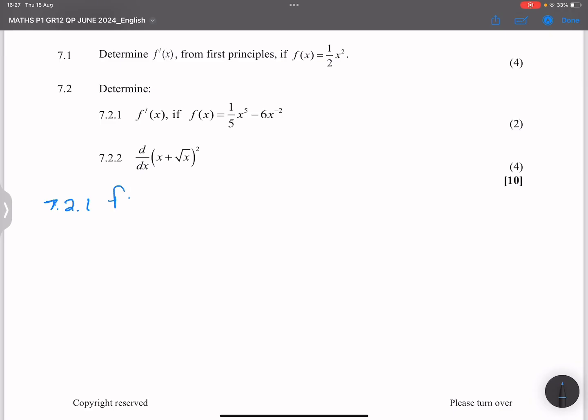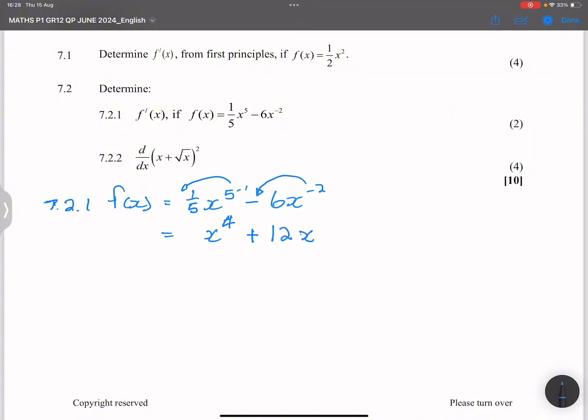So f of x is 1 over 5 x exponent 5 minus 6x. Now your variable is in the numerator in this case. So that would be jumped down, 5 times 1 over 5, that will give me 1, right? That's minus 1. So that would be x to the exponent 4 minus, right, so negative 2 times negative 6 would give me positive 12 x.